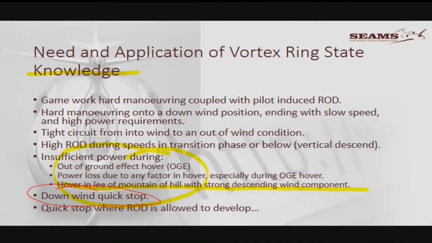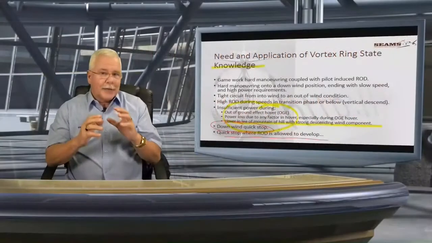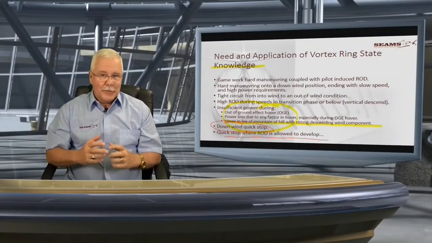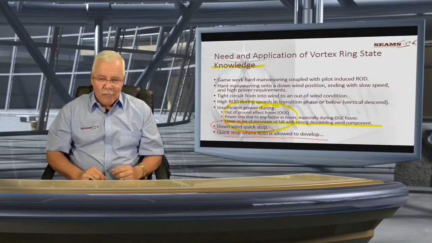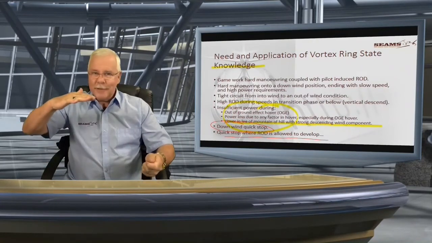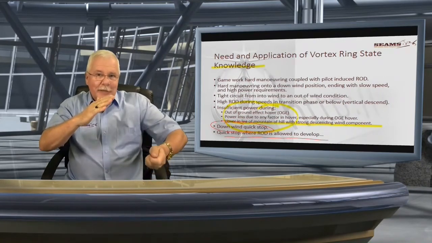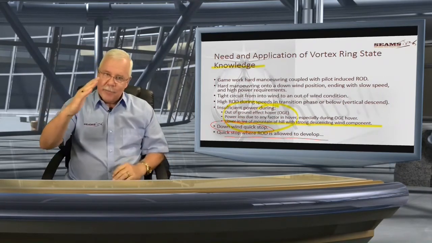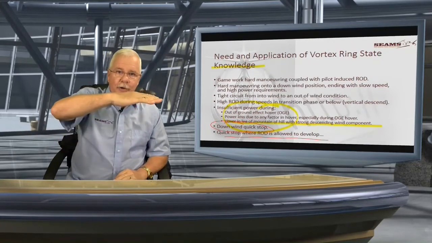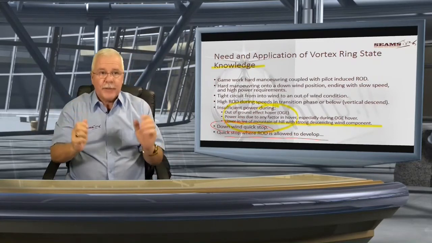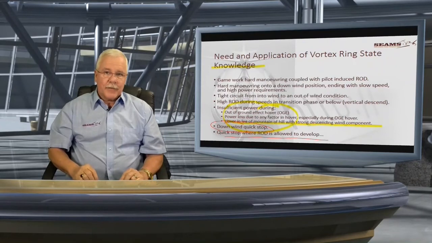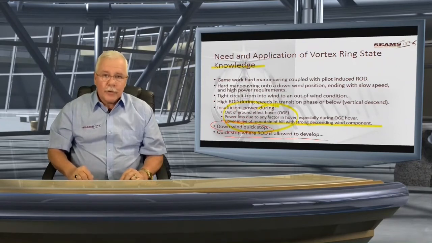Quick stop, where the rate of descent is allowed to develop. This is one of the pet things. When we do a quick stop, go down on the power, maximum flare, then obviously the collective must start feeding in during that period until you get into the hover and a quick stop. During that period, if there's a rate of descent set up, I will not pass you on that specific exercise.